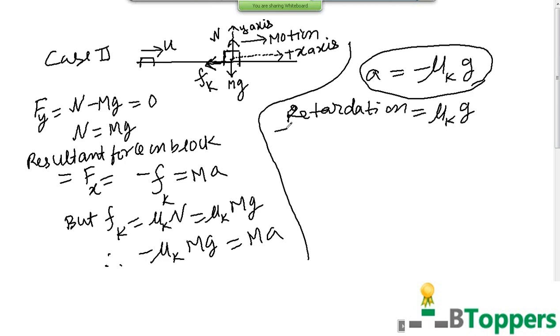So if the coefficient of friction between the block and the floor is constant, that means if the floor is uniform, equally rough at all positions during the motion of the block, the coefficient of kinetic friction is constant throughout the motion, then the acceleration of the block can also be assumed to be constant. Then we can use the equations of one-dimensional motion with constant acceleration.